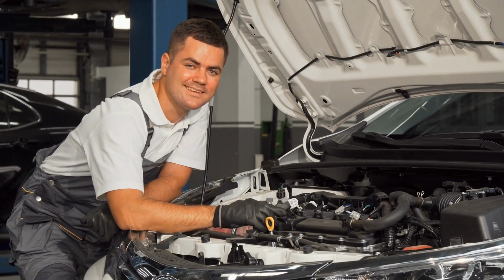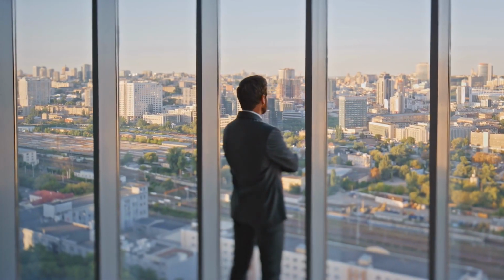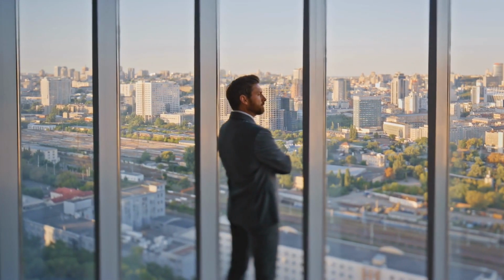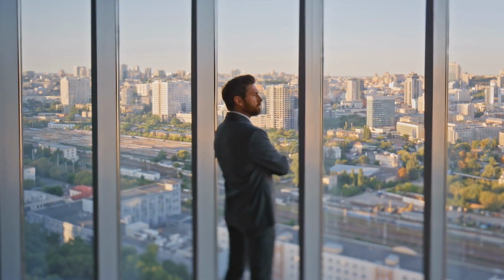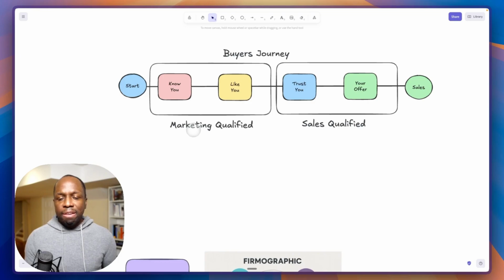You need to understand who are the people that are marketing qualified. In other words, they fit a criteria: high earners, business owners that are looking for mechanical services. And of those people, who are people that I can actually sell to because they actually are in the market to buy my services, sales qualified.